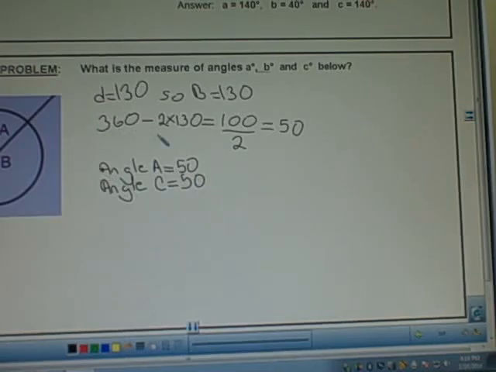But the other way we could do this is to look at it in regards to a straight angle. So we know that that is 180 degrees. And so if we have 180 degrees minus our known angle, which is 130, we must get 50. So we know that A equals 50, and if A equals 50, then C must also equal 50.